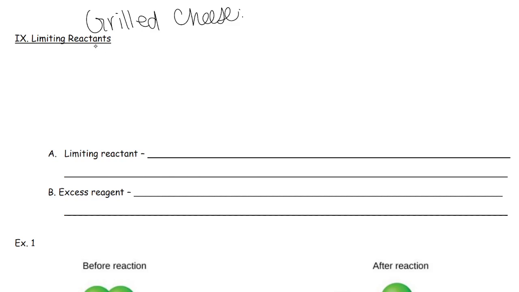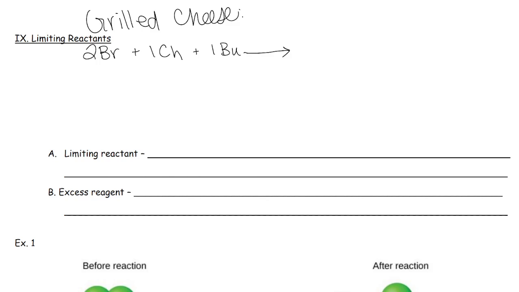2 pieces of bread. Okay, so I'm going to say 2 BR for bread. All right, plus 1 cheese. So I'm going to say 1 CH for cheese. Plus, I usually put butter on mine, so like 1, we'll say BU for butter. Is that fair? Okay, so then what this would make is your grilled cheese sandwich.